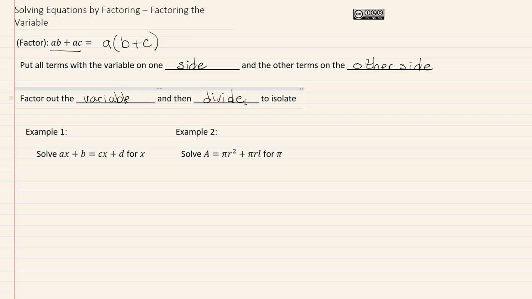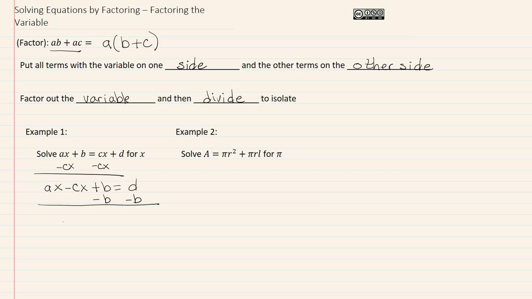Let's look at example 1 here. They want us to solve for x, but notice that we have our ax on one side and cx on the other side. So what we want to do is get all our x's on the one side. I'm going to do that by subtracting cx from both sides here, and I'll get ax minus cx plus b equal to d. I want to get all the other terms on the other side, so we want to move that b over, so we'll subtract b. I now have ax minus cx equal to d minus b.